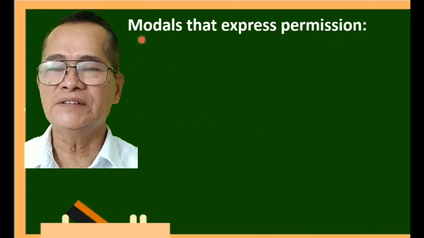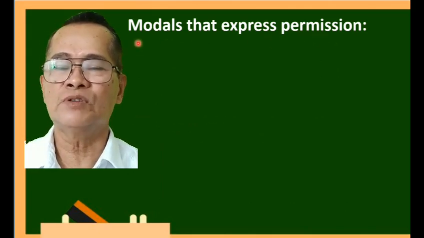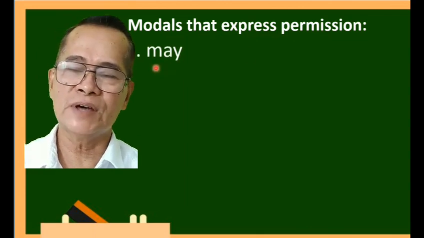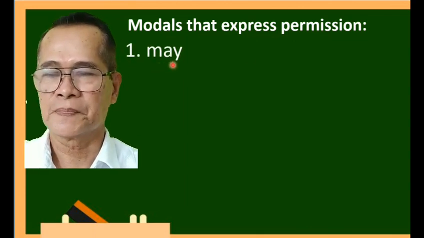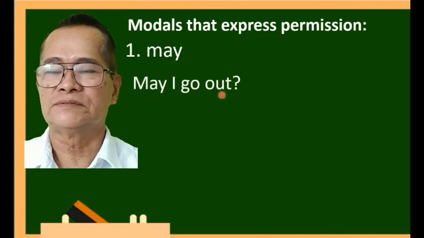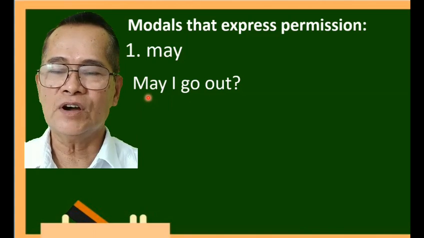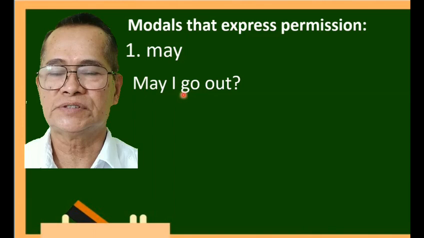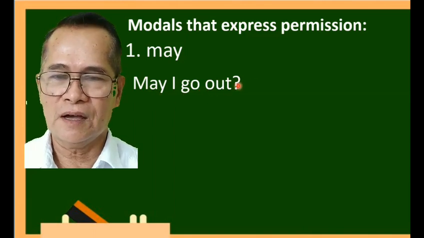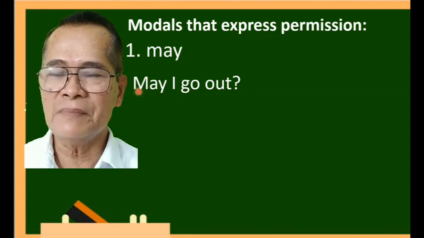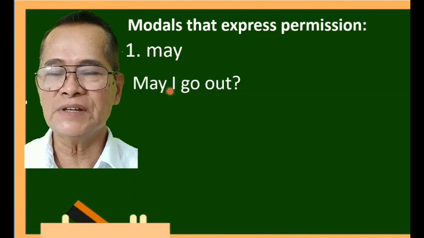Alright. Here are the modals that express permission. Ito na yung mga modals na nagpapahiwatig ng permission. First is the modal may. Example, may I go out? Now, this is a sentence that shows permission. Nauna ang ating modal na may, at kasunod nito ay ang ating subject na I.